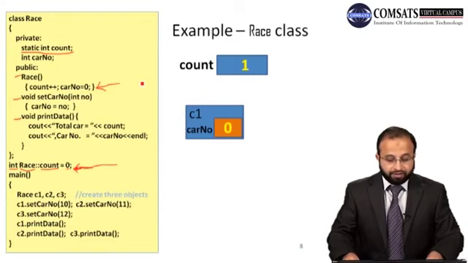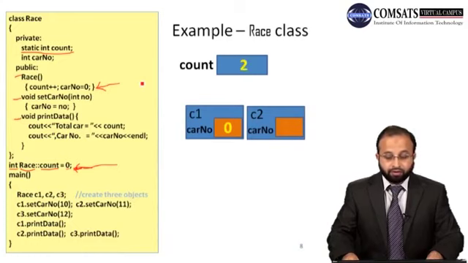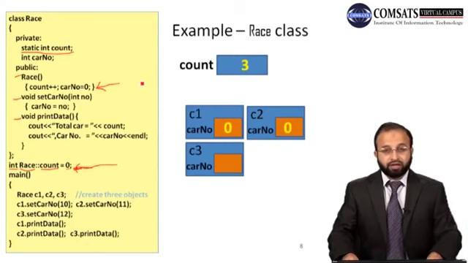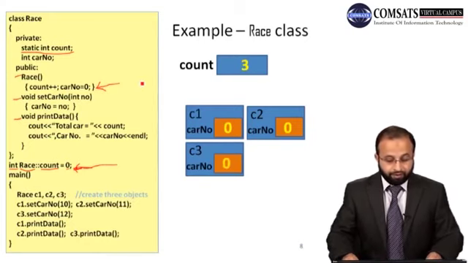And then the second object, that is C2, is created, and the count is incremented, it becomes 2, and the car number is initialized with 0. And then C3 object is created, it increments the value of count, it becomes 3, and then the car number is initialized with 0, right?